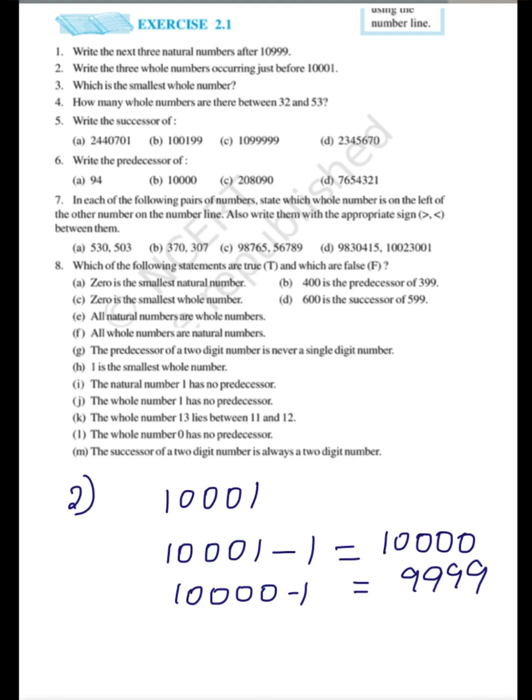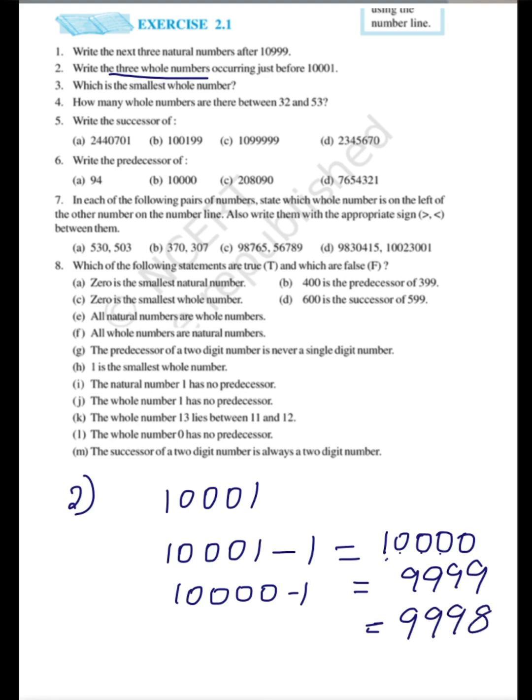How? You have to just transform these zeros to 9, and the number which is before these zeros, you have to subtract 1 from that number. So 1 minus 1 will become what? 0. So this 0 will come in front of this 9, that means 0 itself. Now you have to find one more number, because the question is three whole numbers. So what will be the number just before this?